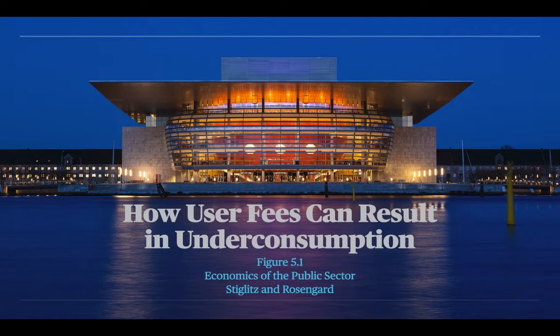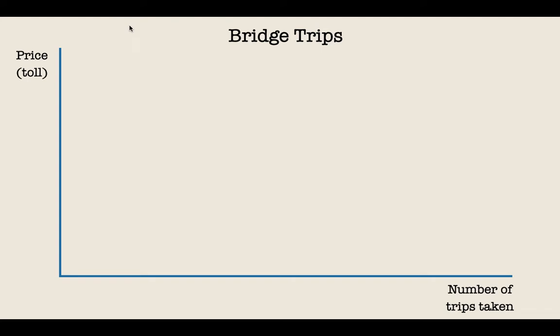And in this particular video lecture, we're going to be taking a look at how user fees can result in underconsumption. So what we're looking at is a bridge. So cars can go over a river, let's say, or a valley, or any number of things.